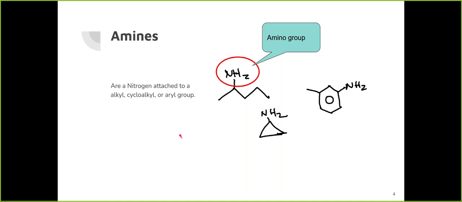So an amine is when you have a nitrogen group that's attached to either an alkyl group, a cycloalkyl group, or an aromatic ring or an aryl group. And basically an amine has an amino group on it. This is NH2 because you've got the third bond into the R chain here. The same case here and here as well.